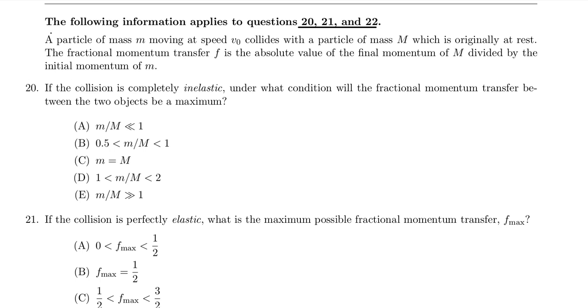So we have a particle of mass m, here I'll draw a quick sketch, moving at velocity v0, and it collides with a particle of mass capital M, which is originally at rest. Then we define the fractional momentum transfer, F, as the absolute value of the final momentum of m divided by the initial momentum of m, of small m.